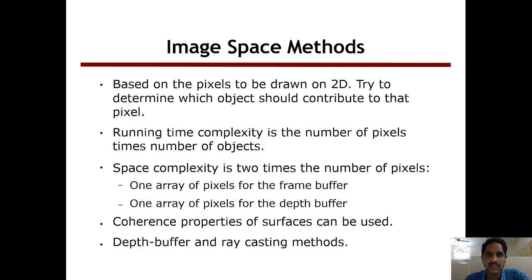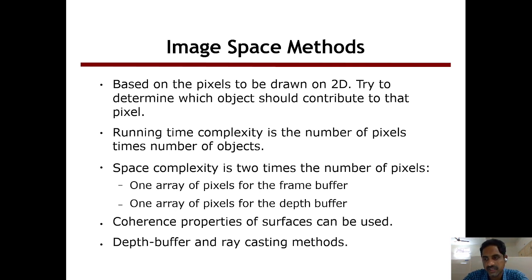Now the image space method is based on the pixels to be drawn in 2D. Whenever you draw the images, they are completely based upon the pixels, and we try to determine which object should contribute to each pixel. The running time complexity is the number of pixels times the number of objects. The space complexity is 2 times the number of pixels.